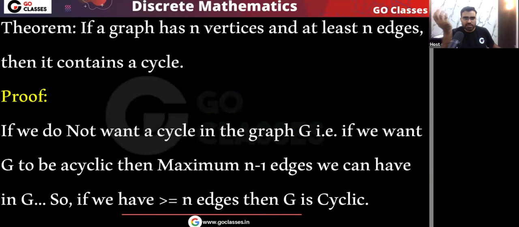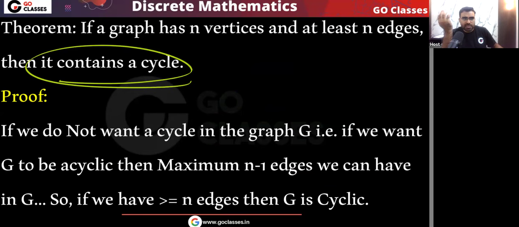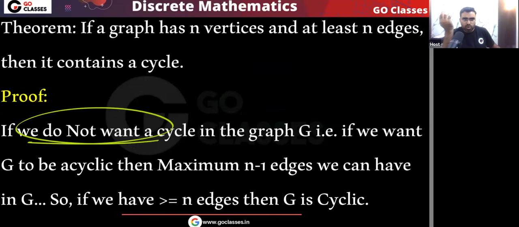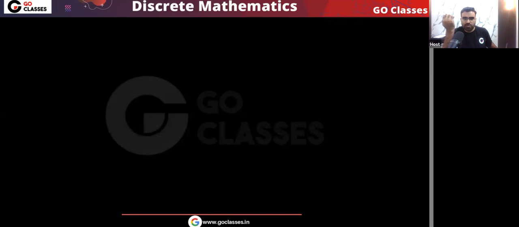So this is a very simple result. You can easily see the proof is like this. If a graph has n vertices and at least n edges, then it contains a cycle. The proof is very simple, because if you do not want a cycle, then you want an acyclic graph. Yes or no? If you want an acyclic graph, then maximum n minus 1 edges you can put. So if you have at least n edges, then definitely G is cyclic. Very easy to prove.